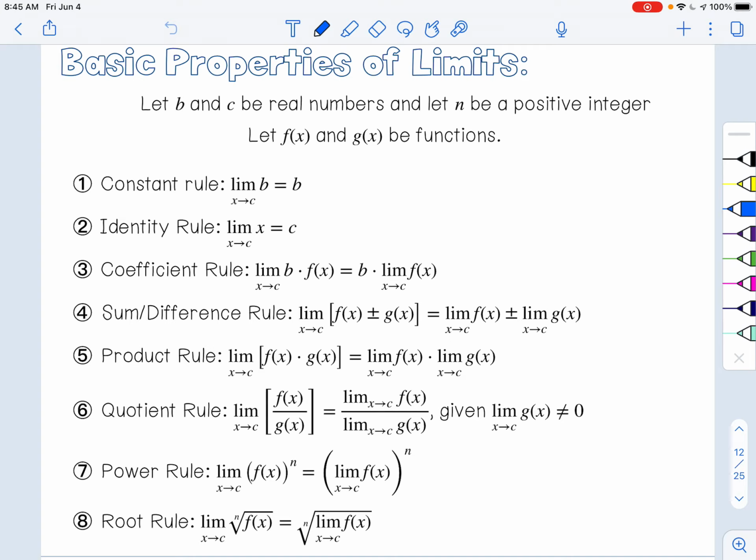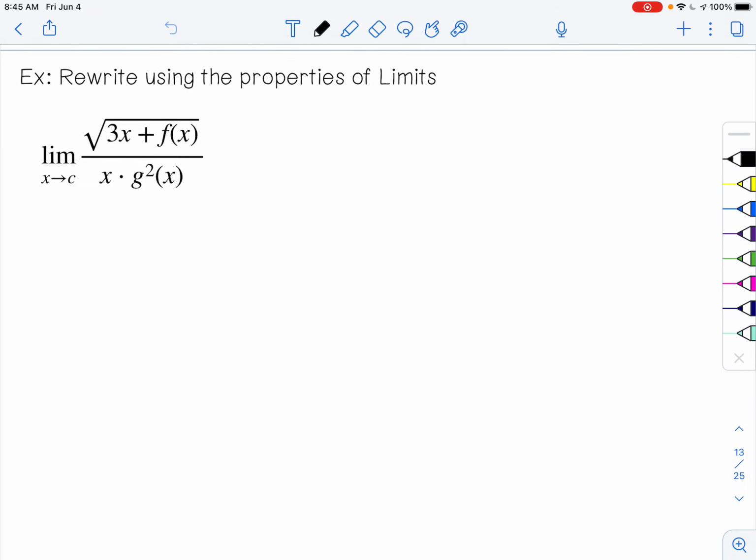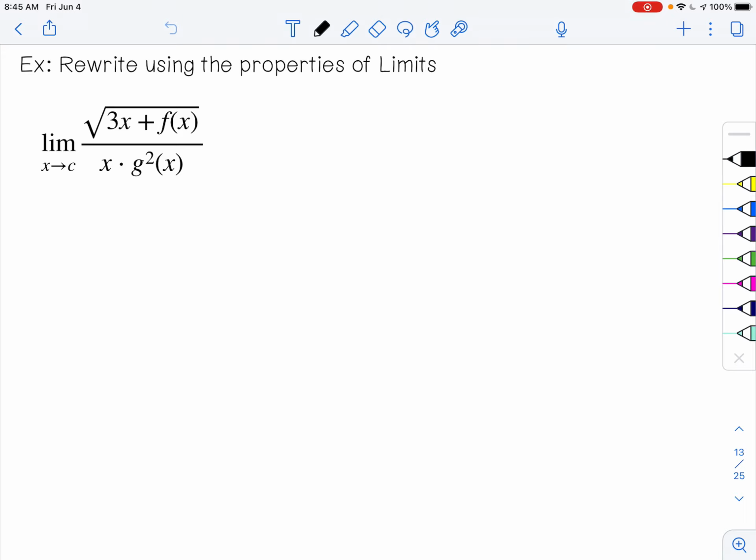If you have an exponent on a function, you can take the limit of the inside function and then just raise your answer to that power. And then same thing for the radical. You can pull the radical outside of the limit, take the limit of the basic function on the inside, and then take the radical of that answer to get the overall value. So we're going to apply these limit properties in a couple of different ways just to practice them.